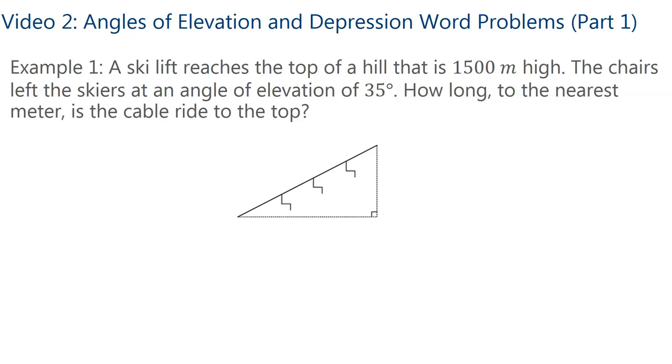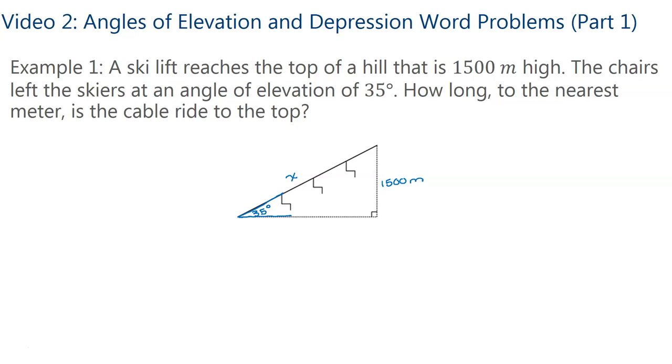Well, the angle of elevation is found between a horizontal line and a line of sight to the top of the hill. So between these two lines, we write 35 degrees. Now the hill is 1,500 meters high, so that goes here. And we're looking for how long the cable ride to the top is.